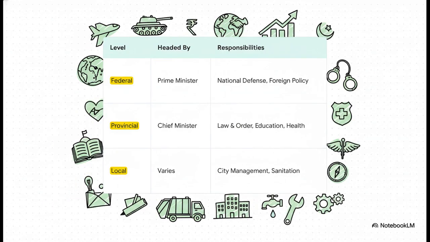Let's get into the specifics of who does what. The federal level, led by the PM, they handle the big-ticket items. We're talking national defense, foreign policy, things like that. Then, the provincial governments, led by their own chief ministers, manage the stuff that affects daily life a lot more directly, like our schools, hospitals, and local police. And finally, at the local level, it's all about the absolute essentials: sanitation, city management, and other local services.